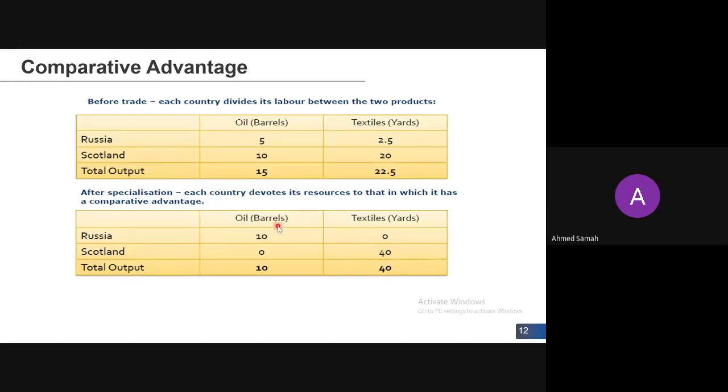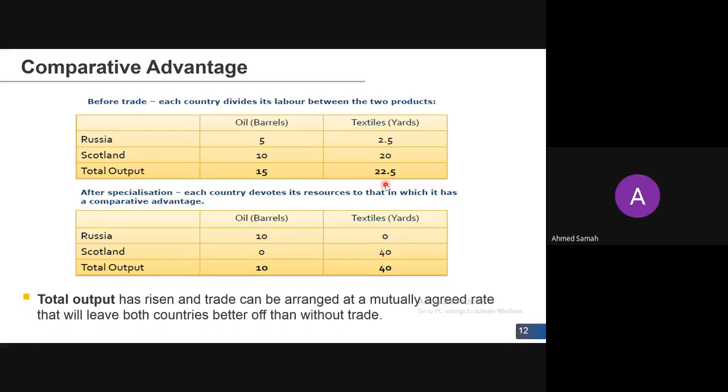Then in that case, there will be 10 barrels of oil and 40 yards of textiles. Then when we add these two, the total output is much higher now, because now it is 50 compared to the previous 37.5. So because of that, with the specialization, the overall output actually increases. And we can use trade, for example, Russia can sell their oil to Scotland, and Scotland can sell their textiles to Russia.